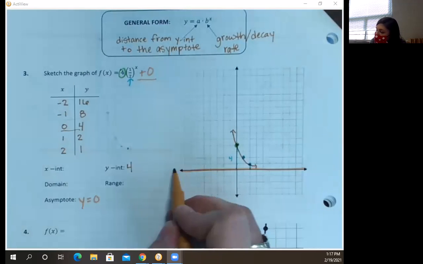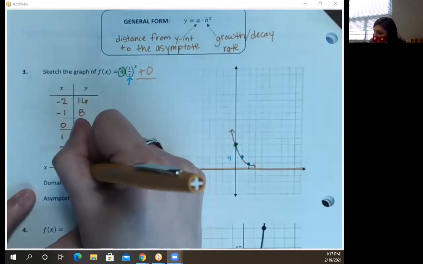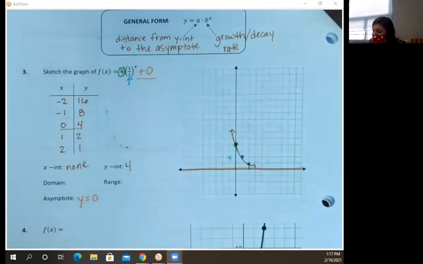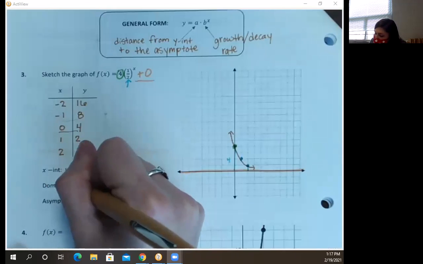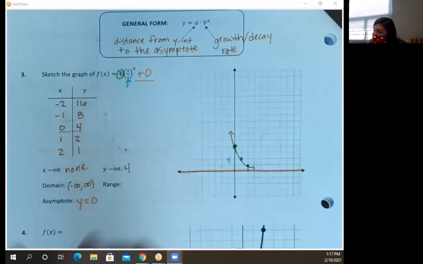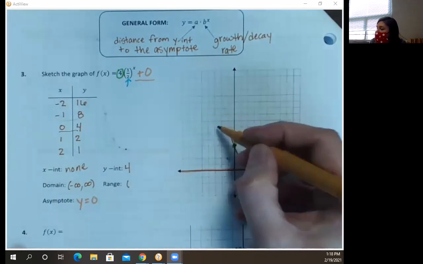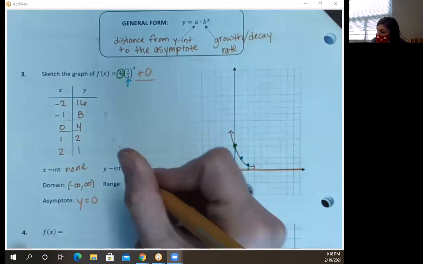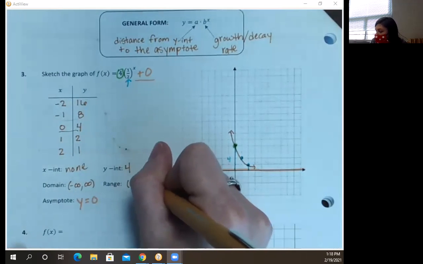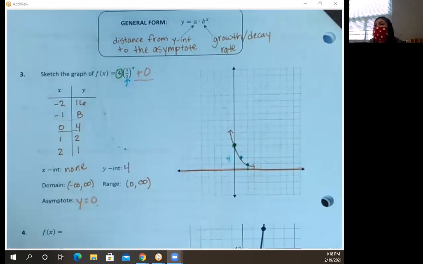Since my asymptote is right at 0, I'm not going to have an x-intercept on this one. My domain is again from negative infinity to positive infinity. And my range, again, is limited by that asymptote. My graph is going to be completely above that asymptote. So this is 0 to infinity, since my asymptote's at 0.